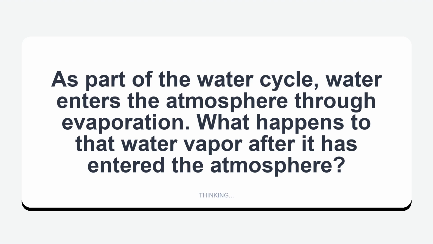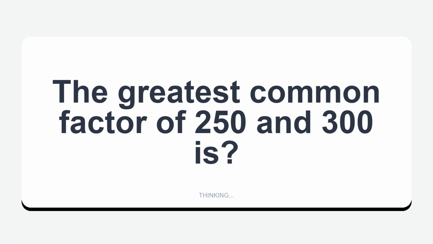As part of the water cycle, water enters the atmosphere through evaporation. What happens to that water vapor after it has entered the atmosphere? Condensation. The greatest common factor of 250 and 300 is 50.